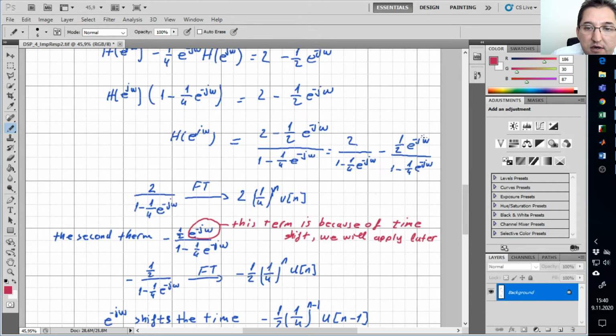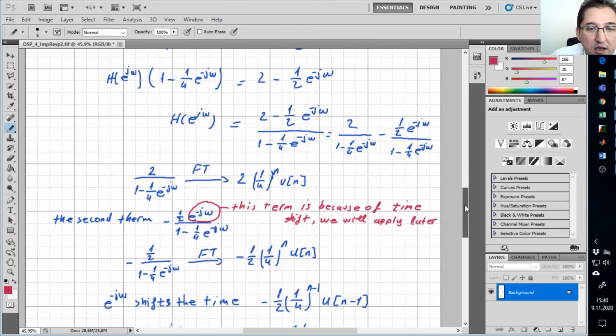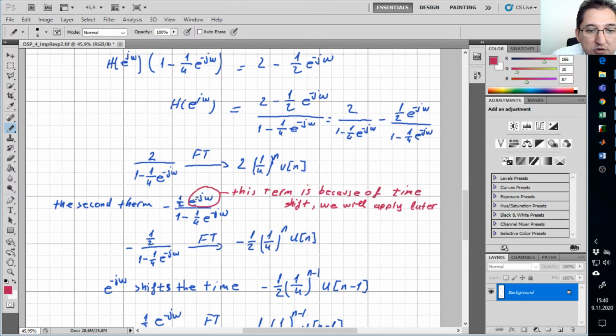Here, let's take the inverse transform of the second term. Here, as you can see, there is a multiplication by e^-jω. What does that mean? According to the Fourier transform properties, this makes a phase shift. This makes a time shift in the time domain.